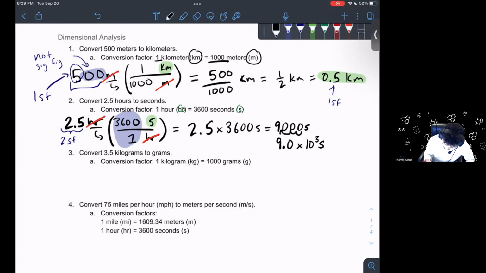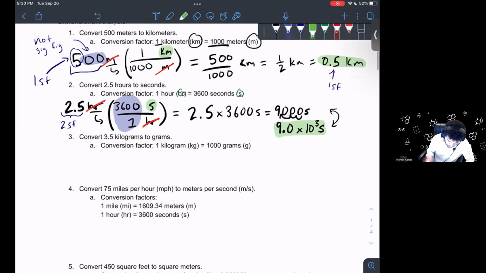This is the same thing as 9,000. These two numbers are equivalent. The only difference is the top number has 2 sig figs and the bottom number has 1. So this is going to be our correct answer. Scientific notation helps you get out of these weird sticky situations with sig figs, so we're going to keep that in mind as we keep going.